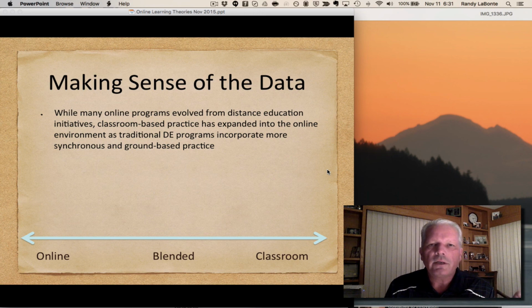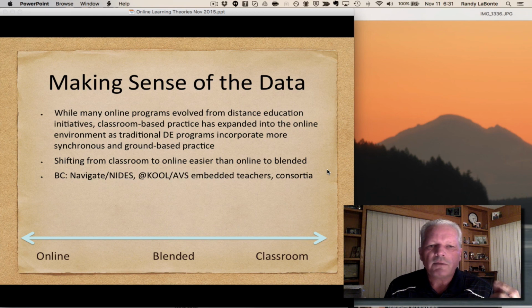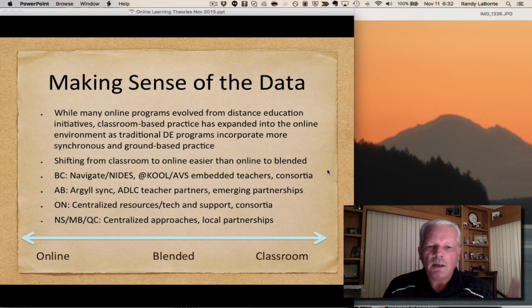But those programs are starting to build a lot more synchronous and also classroom ground-based things. The shift from classroom to online, as I said, is easier. So there's several programs that I've certainly been personally involved with in BC and Alberta that do just that, shifting back into more blended approaches. In Ontario, there's centralized resources now and tech support, and so classroom teachers are starting to build their practice out into online environments extremely successfully as well. And the same thing in terms of our Atlantic provinces. So we're starting to see a lot more of that blend.